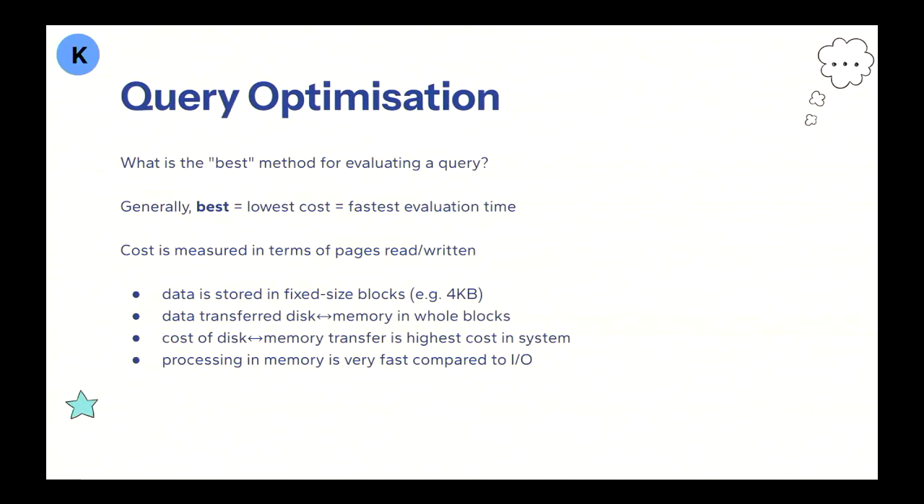And for query optimization, we need to decide what is the best method for evaluating a query. Generally, the best means the lowest cost or the fastest execution or evaluation time. And cost is measured in terms of pages read or written. So it's basically determined by the operations of reading or writing data between the memory and the hard disk. Data is actually stored in fixed-size blocks, for example, 4 KB. And data transferred from disk to memory is in whole blocks. The cost of disk-to-memory or memory-to-disk operations is the highest cost in this system. So that's why the cost is often measured in terms of I/O operations.